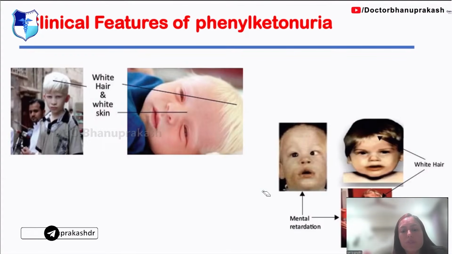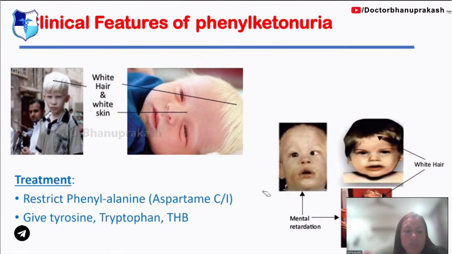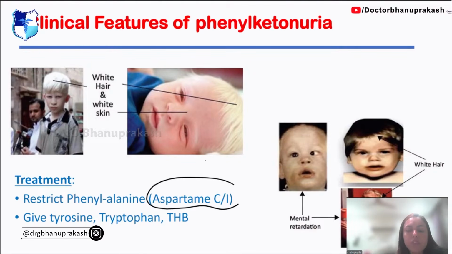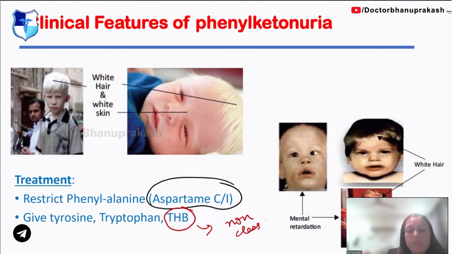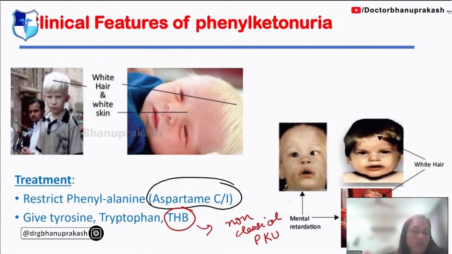So clinical features, you can see white hair, white skin. Mental retardation is visible in few of the pictures. So aspartame, the artificial sweetener, is contraindicated because it has phenylalanine. Tetrahydrobiopterin, THB, is given in non-classical cases of phenylketonuria, which is rare. Classical phenylketonuria is more common.